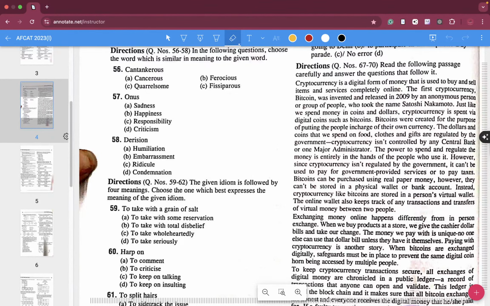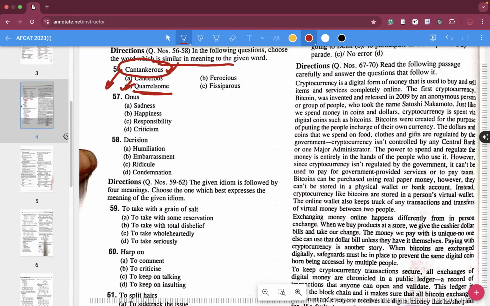In the following questions, choose the word which is similar in meaning. Cantankerous means someone who picks a fight, so the similar meaning will be quarrelsome. This is a PYQ word which has been asked in multiple examinations multiple times. So this is going to be the correct answer, folks.